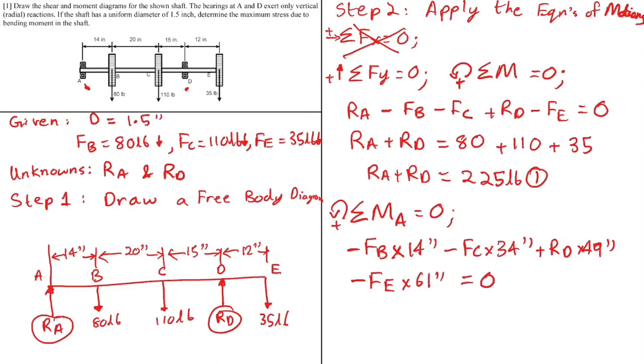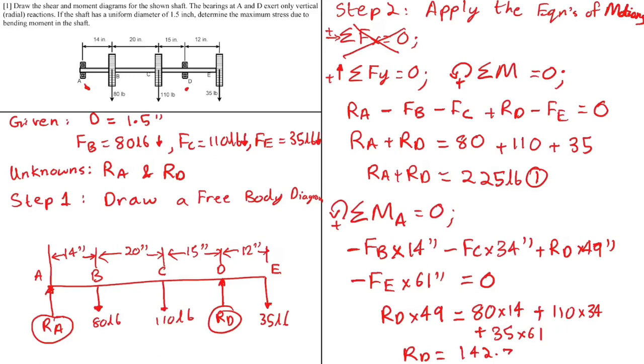Now we know FB, FC, and FE. Our only unknown is RD. So let's find out what RD is. We can take the negative terms to the right. So RD times 49 is equal to FB, which is 80, times 14, plus 110 times 34, plus 35 times 61. So in the end, if you solve this, we get RD equal to 142.76 pounds.